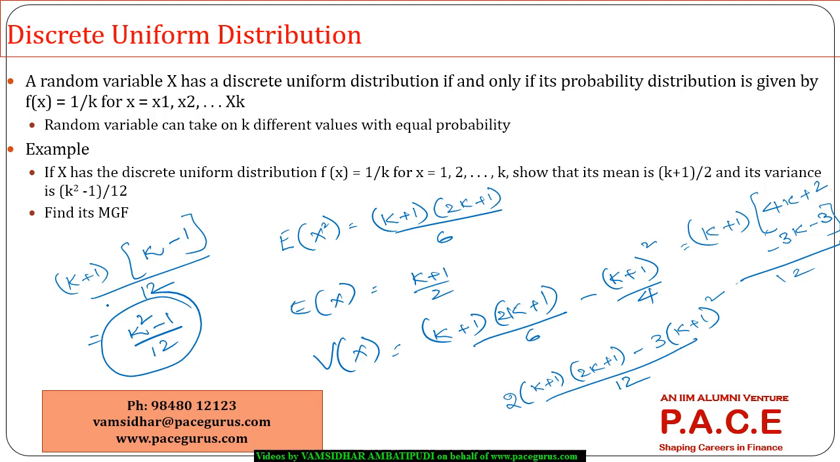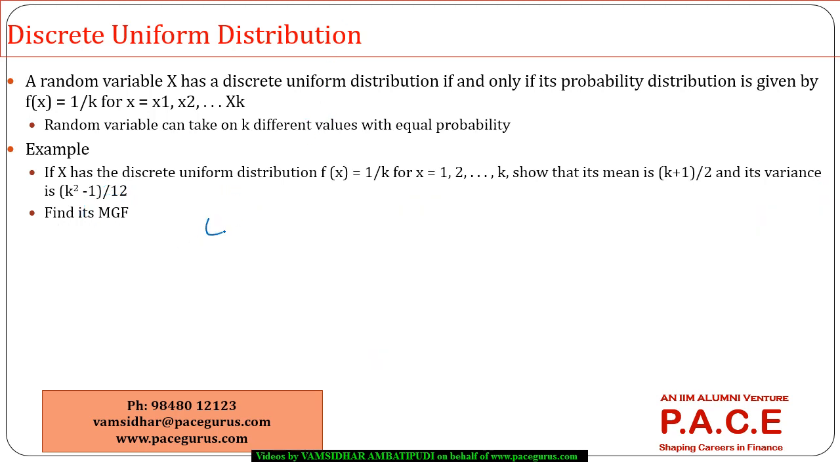Now, if I am going with the MGF, the moment generating function associated with the discrete uniform distribution. So expected value of x to the power of r, that is what it is, right? So you can very well bring out the expected value of e to the power of tx. This I can very well write as the expected value of e to the power of tx. That is what is the moment generating function.